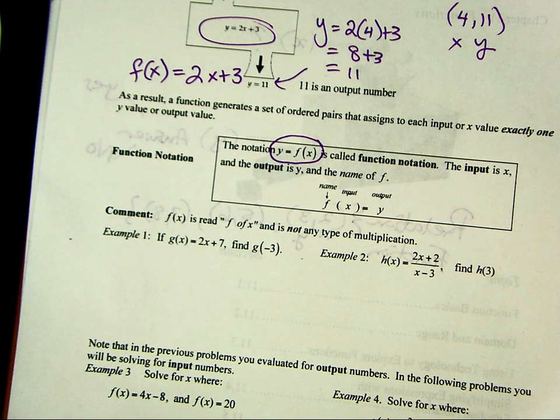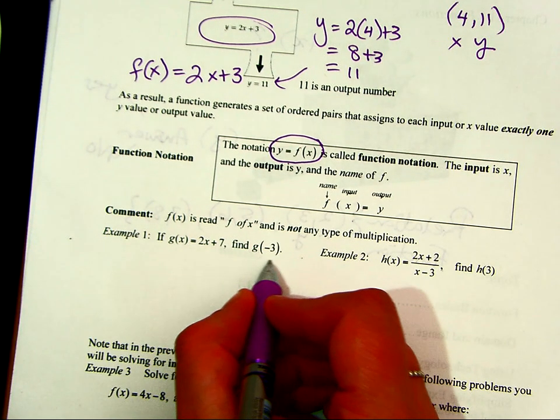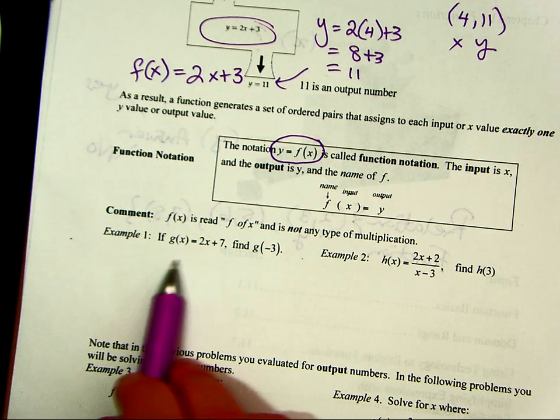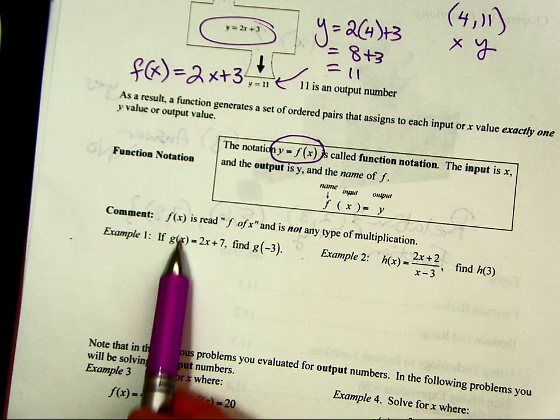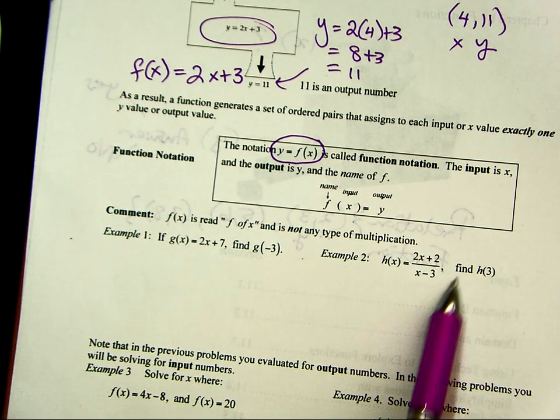So let's look at two examples of how we would use function notation. If we want to find g of negative 3, now we can change this function to be called anything. We use f of x because f is for function. But if I have a different function, I can name it g of x or h of x.